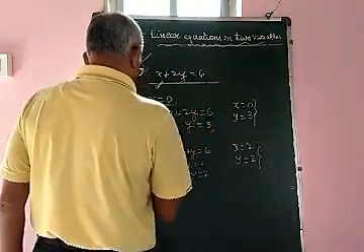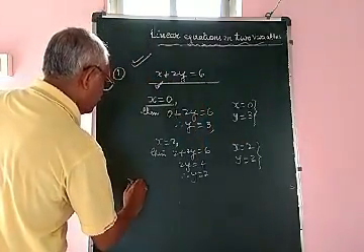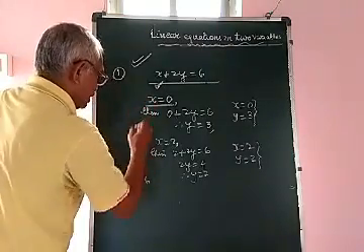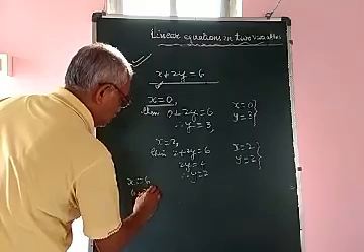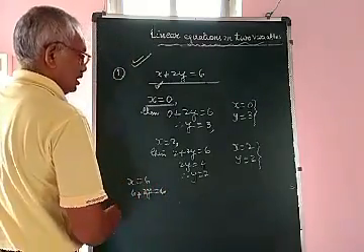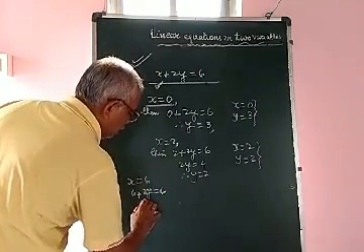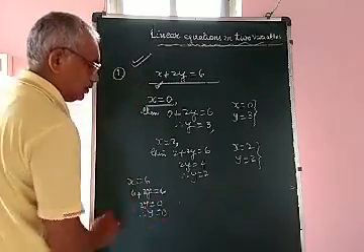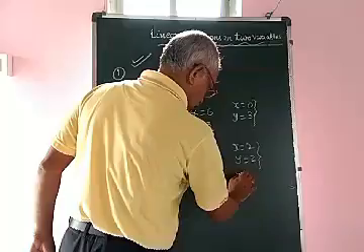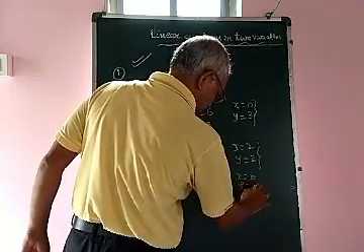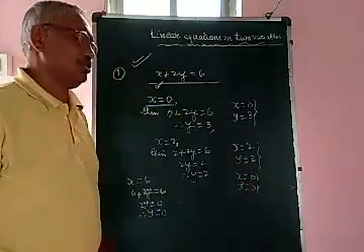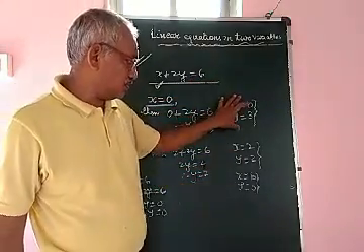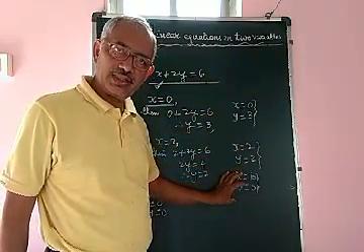Suppose x is equal to 6, and then the given equation can be written as 6 plus 2y is equal to 6 and 2y is equal to 0. Therefore, y is equal to 0. So x is equal to 6 and y is equal to 0 is also a solution. Here we find three solutions. This is the first solution, this is the second, and this is the third.